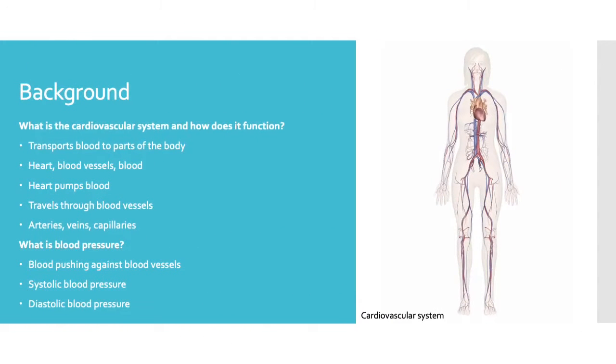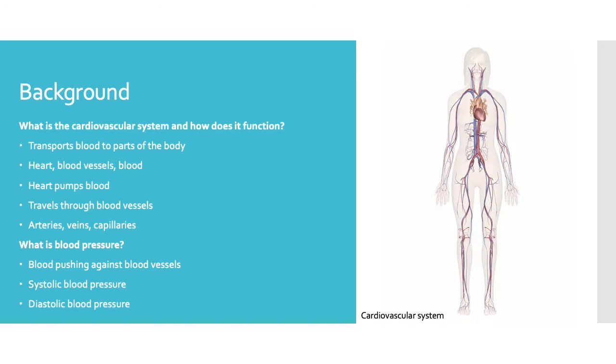What is the cardiovascular system and how does it function? The cardiovascular system is in charge of transporting blood filled with oxygen and nutrients to other parts of the body. This system consists of the heart, blood vessels, and blood. The heart pumps blood that travels through the blood vessels to the rest of the body. Arteries carry blood away from the heart, veins carry blood back towards the heart, and capillaries are very small blood vessels that branch off from the arteries.